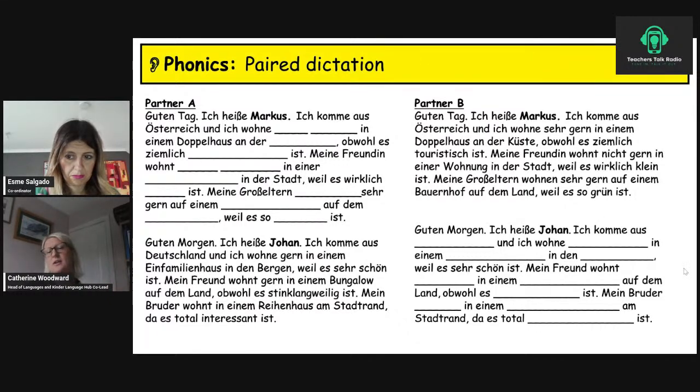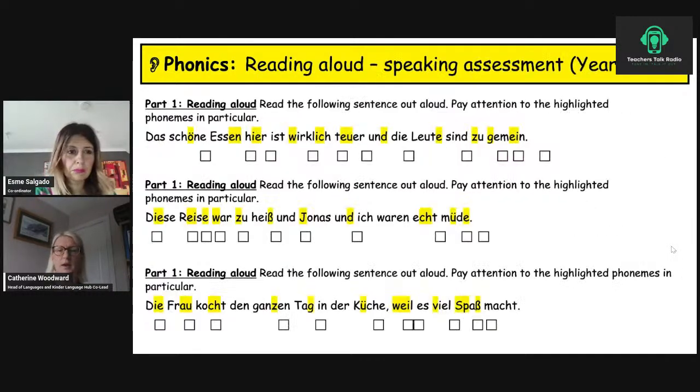So that's another way of, again, consolidating vocabulary, but also those phonemes as well in context. We build up to a year 7 speaking assessment. This is how we do it in year 7. So there are 3 different forms on the next slide of how we would do this.